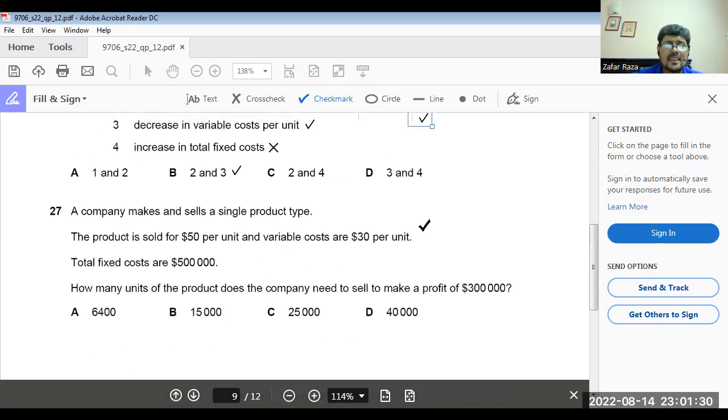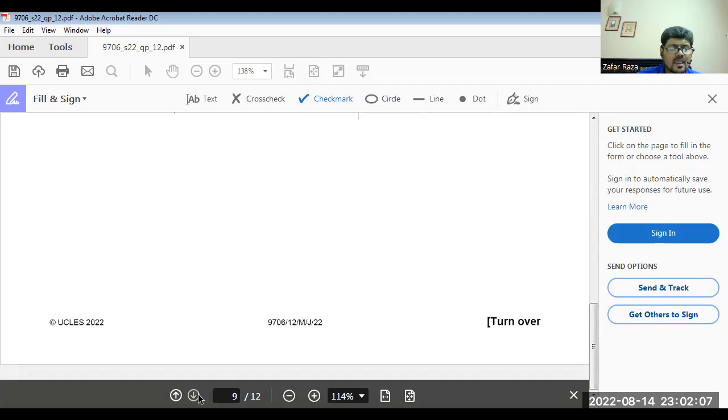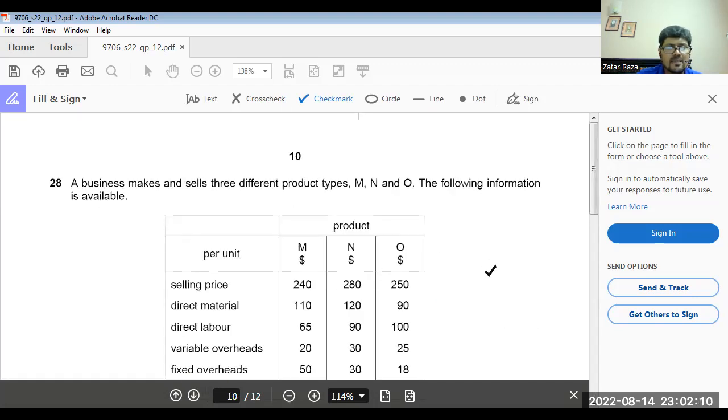A company makes and sells a single product type. This product is sold for $50 per unit, variable cost $20. Total fixed of 500,000. How many units of product does the company need to sell to make a profit of $300,000? Okay. First, what we have to do. Fixed cost 500,000 plus profit 300,000, $800,000 total the company needs. 500,000 fixed cost, 300,000 profit divided by $20. So that means 40,000 is the answer. Very simple. Okay. Now come 28.